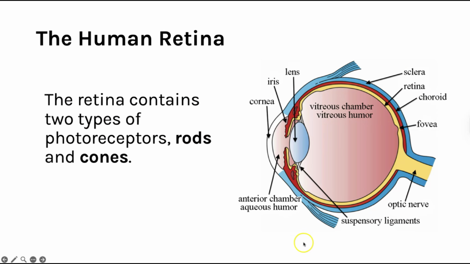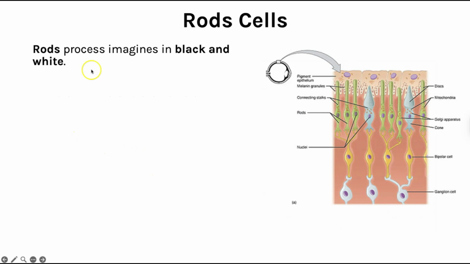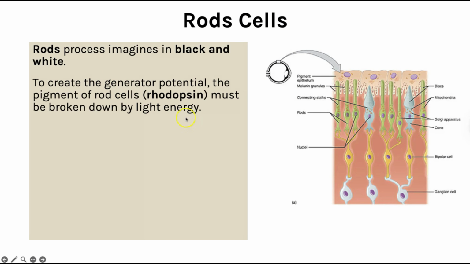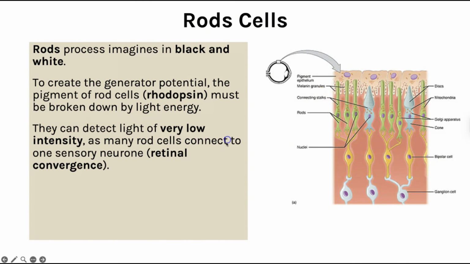Next, then we look at the rod and cone cells, which are the two photoreceptors, or light receptors in other words, in the human retina. Rod cells process the images in black and white. To create that generator potential, the pigment inside of these rod cells, known as rhodopsin, has to be broken down, and that is done by light energy.